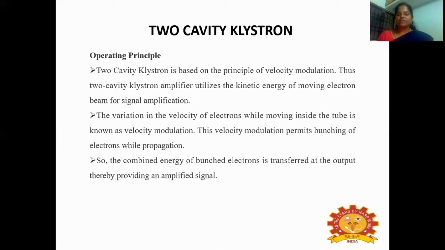Velocity modulation means the variation in the velocity of the electrons while moving inside the tube. Because of this velocity modulation, bunching of electrons takes place during propagation. The combined energy of the bunched electrons is transferred at the output, which provides an amplified signal.